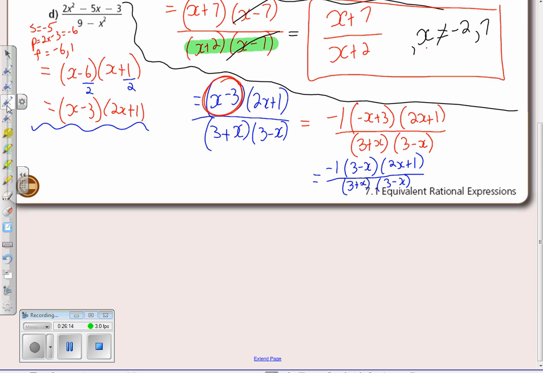I can cancel those ones off, which will give me -1 bracket 2x plus 1 over 3 plus x. We can leave it as that. If you would rather write x plus 3, you can do that in the denominator as well.